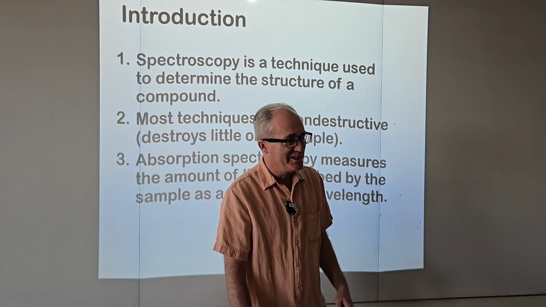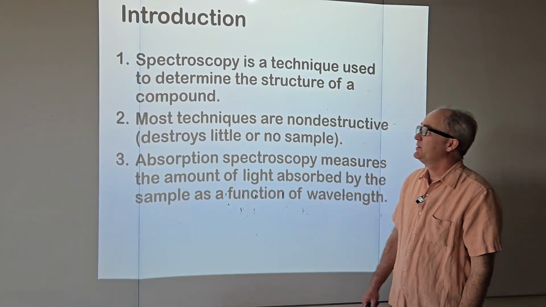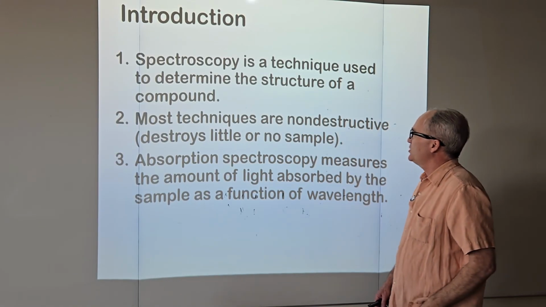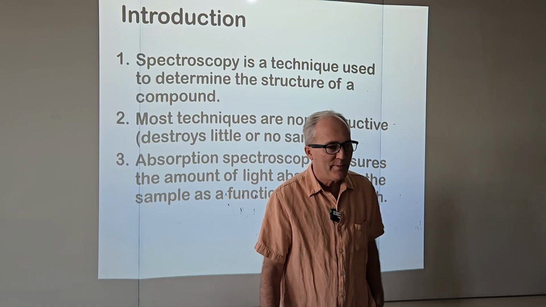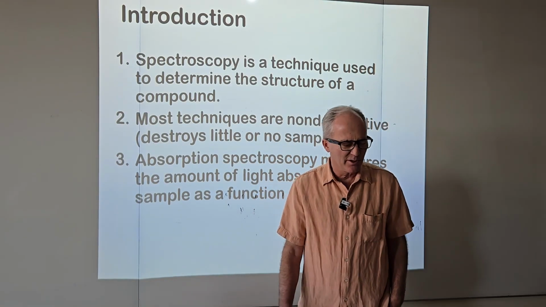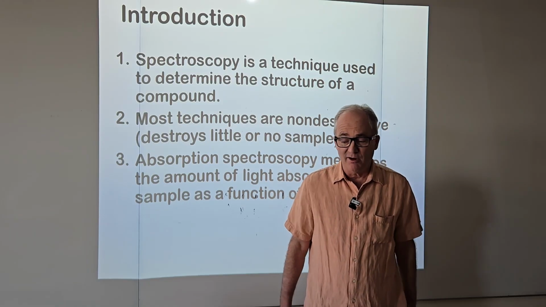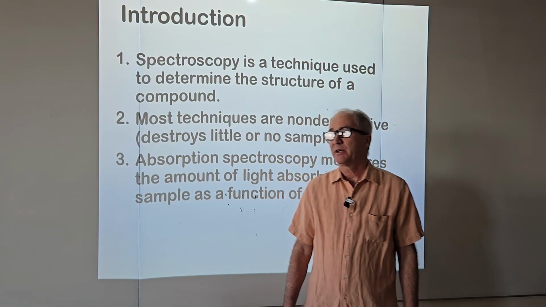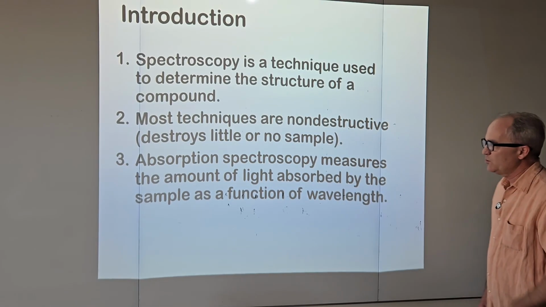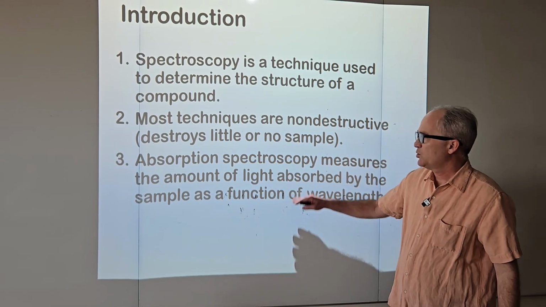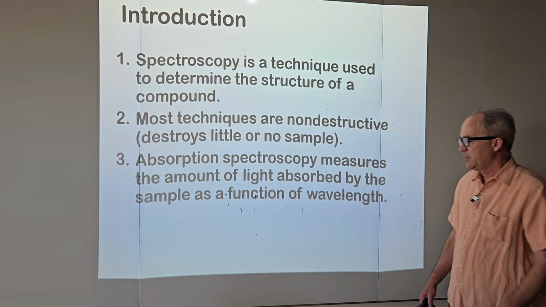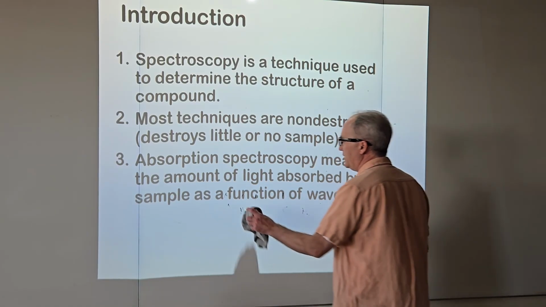Great new and exciting things here. Spectroscopy. What's that? It is a technique used to determine the structure of a compound. Maybe in Chem 1 or Chem 2 you learned that with Beer's law you could quantify a concentration using spectroscopy. Most techniques are non-destructive, destroying little or no sample. Absorption spectroscopy measures the amount of light absorbed by a sample as a function of wavelength.